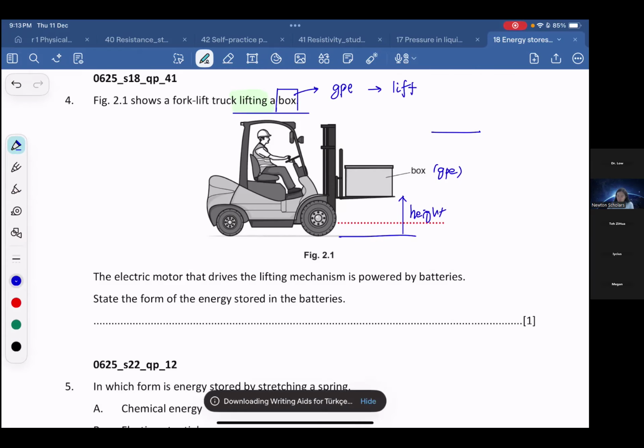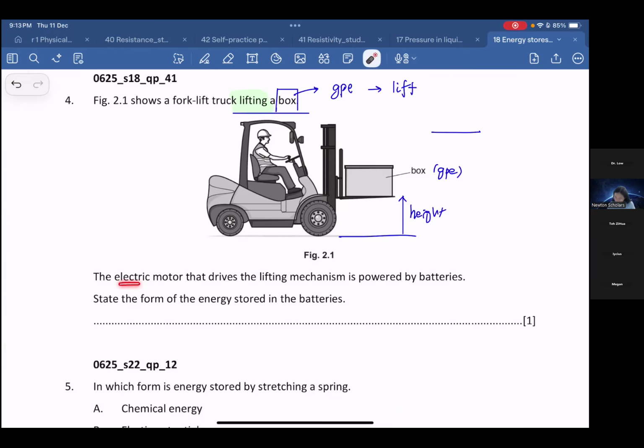But this question mentions that the electric motor is powered by a battery. The form of energy stored in the battery. So here, battery. Now I'm not asking you about the box. I'm asking you about the battery. So this is chemical. Is that clear? Then we go to the next question.